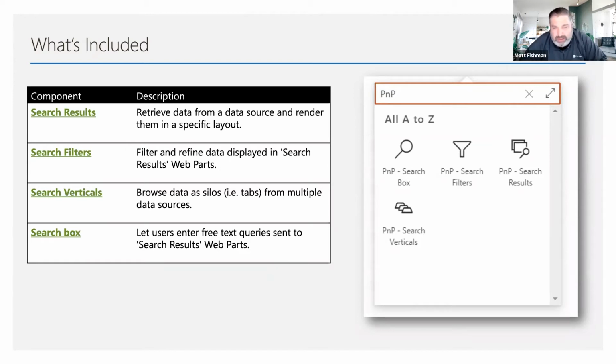Search verticals lets you essentially have an on-page navigation to change the type of data that you're searching for. And I'll show you some examples of this.